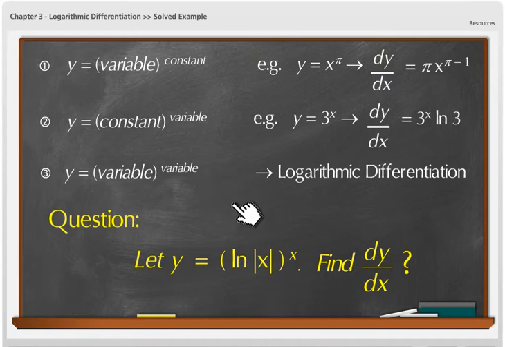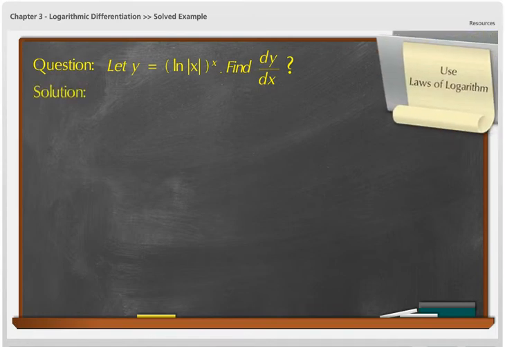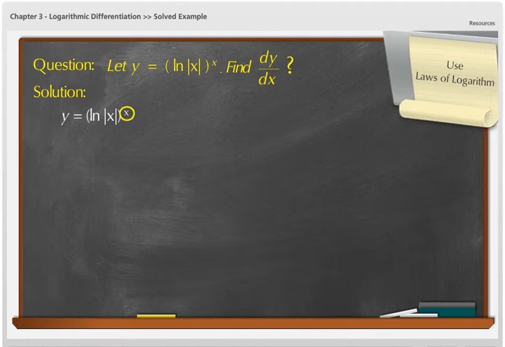Okay, let's see how we are going to solve this problem and how we are going to treat it. The problem here is that the variable occurs in the exponent, and we want to somehow bring it down. So how are we going to do that? Well, we are going to use some of the laws of the logarithms. So y is equal to ln of the absolute value of x to the power x.